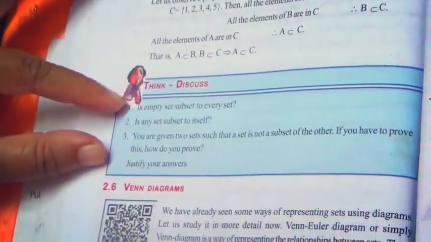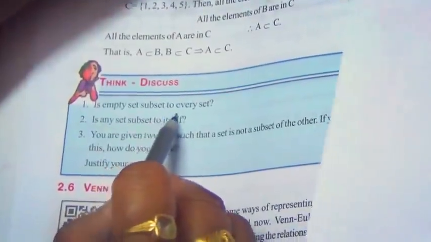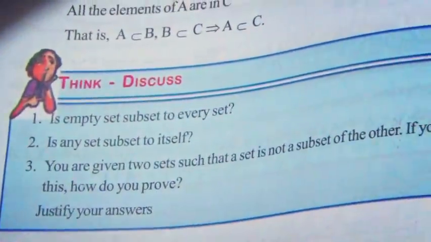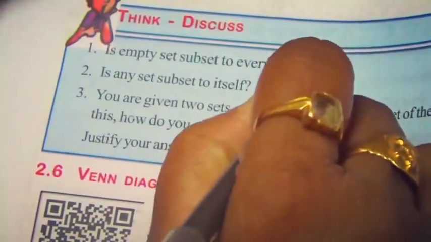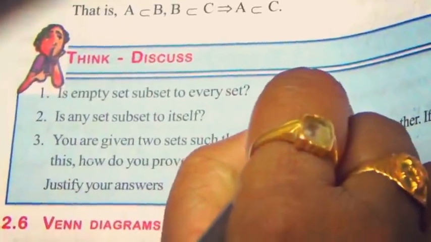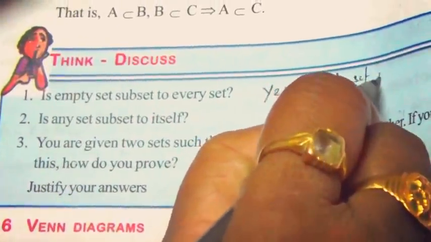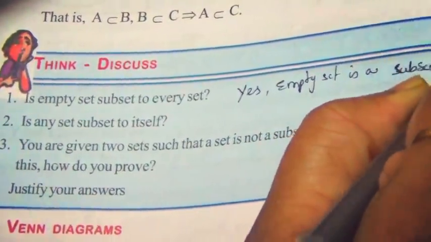Now page number 34. Okay, on page number 34 we have think and discuss. Look here. In think and discuss, he was given: is the empty set a subset of every set? Already I said yes. Always the empty set, the null set, is a subset of every set. Yes. The empty set is a subset of every set.